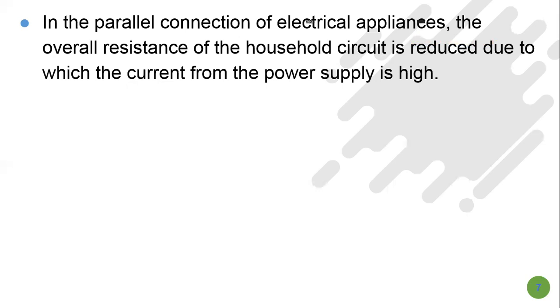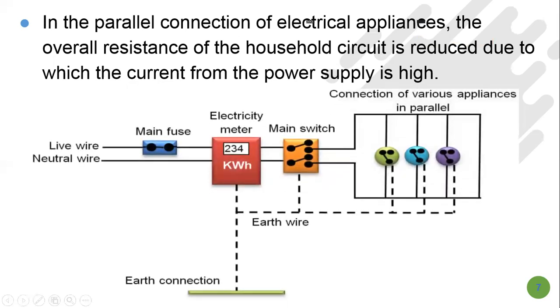Next is, you see this diagram, circuit diagram of household live wire. Okay, main fuse. Main fuse is always attached with live wire. Electricity meter. The unit of commercial electricity is kilowatt hour.